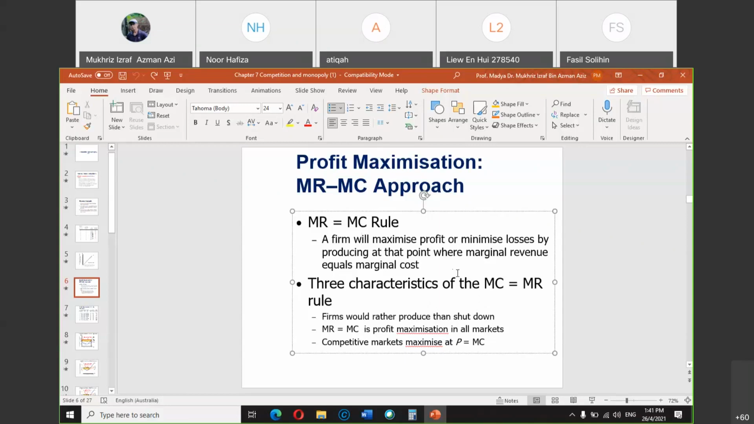Okay, three characteristics of MC equals MR. Firm would rather produce than shut down.